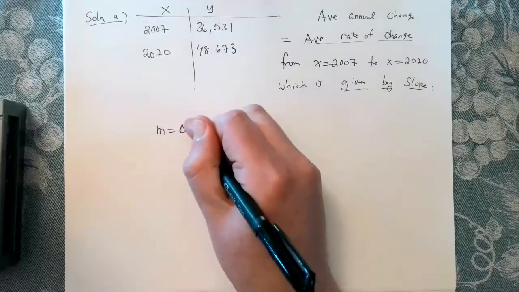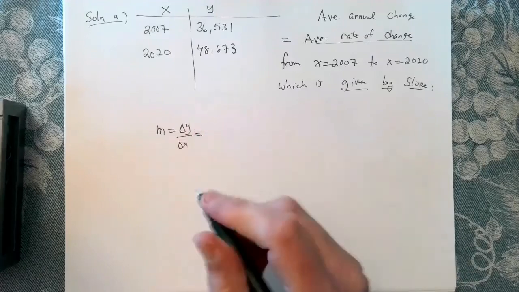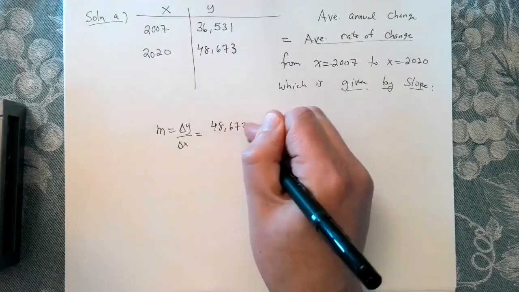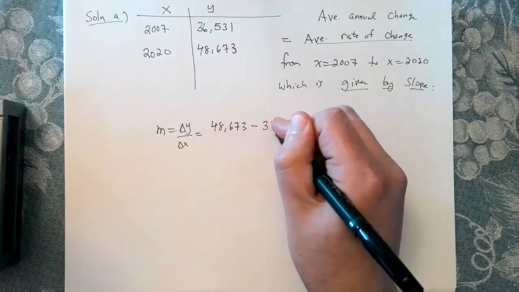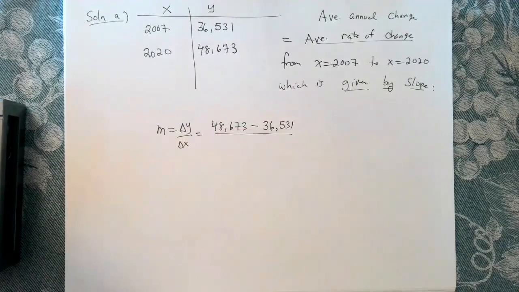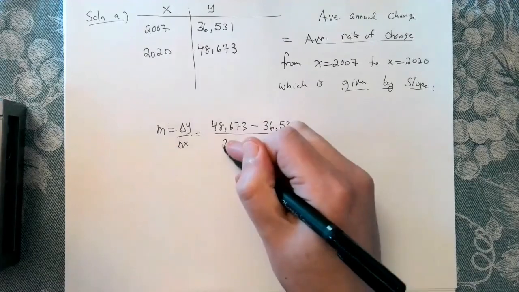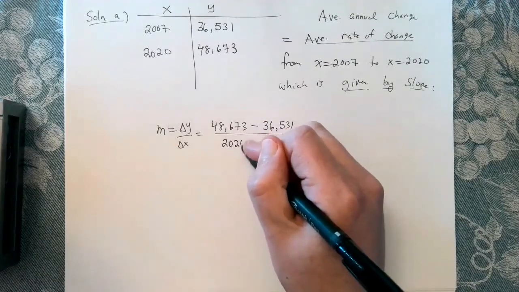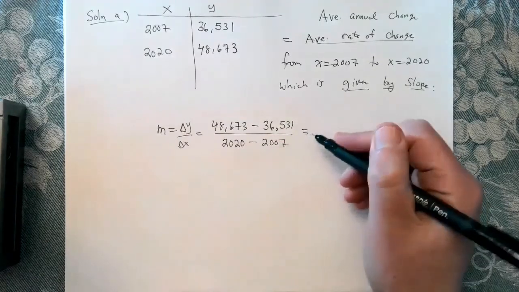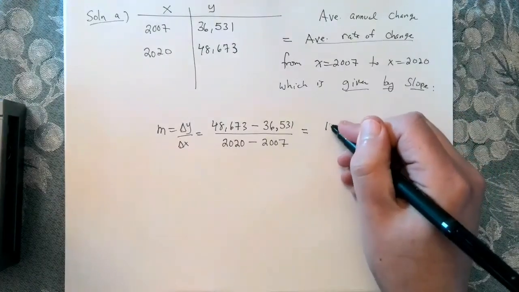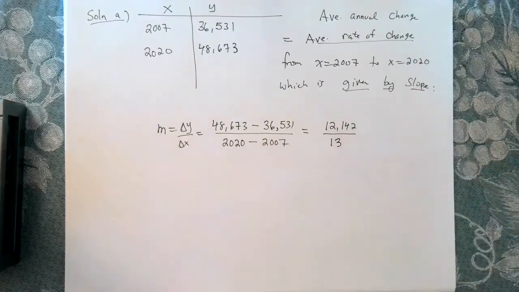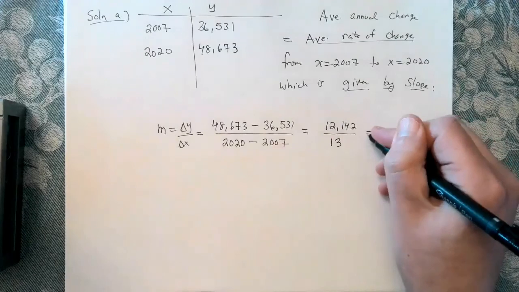So the slope is the change in y's over the change in x's. The change in y's here is exactly 48,673 minus 36,531. There's my change in y's. Well, my change in x's will be 2020 minus 2007. And so taking differences, I get 12,142 in the numerator over, it looks like 13 in the denominator. And that's exactly 934.